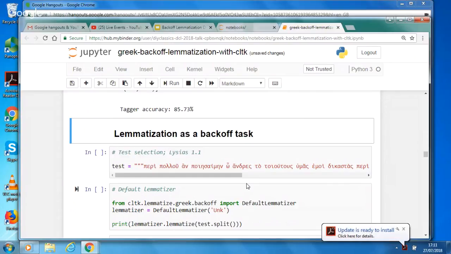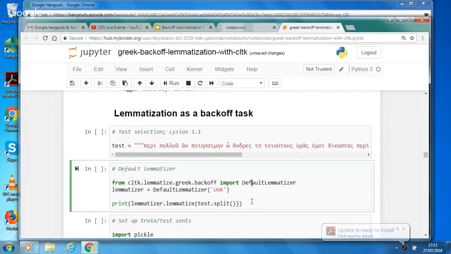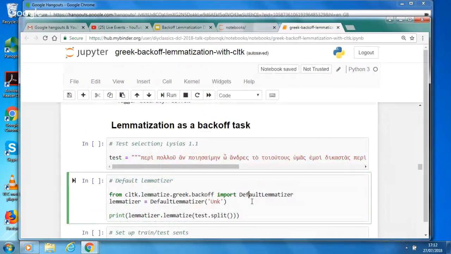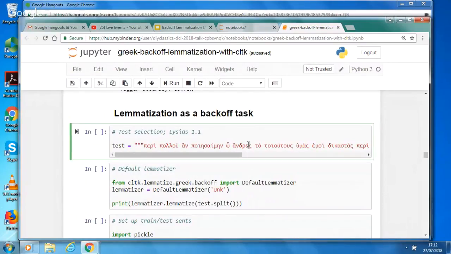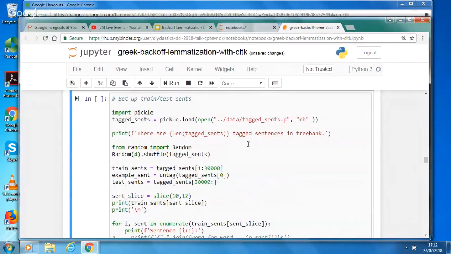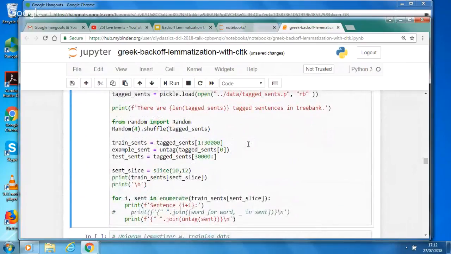Now we can do the same thing with lemmatization. We have a sentence like this, a sentence from the beginning of Lysias 1, Peri Poluon, et cetera, right? For example, we can just make it a default lemmatizer, which tags everything with unknown. That's an interesting way of approaching the problem, of course. Anyone want to guess what the accuracy is for that? It's zero. Okay, wait. None of them are actually unknown.